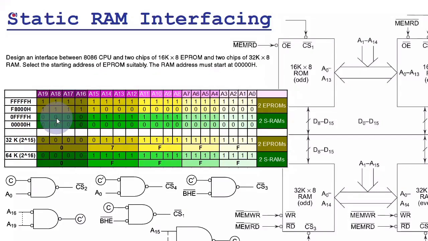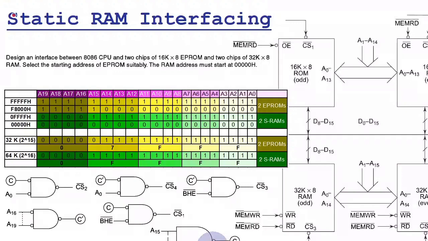So these two signals, C complement and C, are used as part of the activator signal for RAMs and ROMs by seeing the higher order address bits, which are not used for address generation logic. Right now, let us talk about this ROM chip only. For the ROM chip, we have this one NAND gate, and apart from that, we also need this BHE bar and A0 signal.